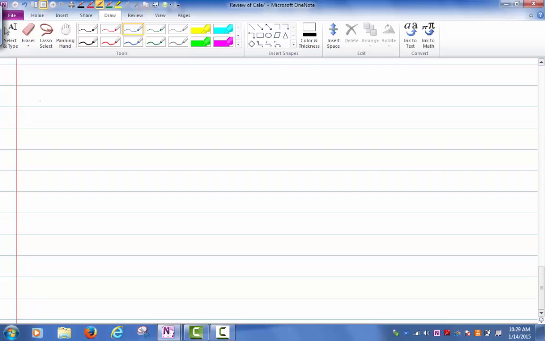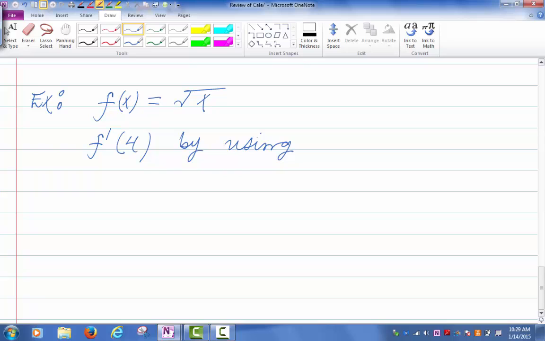Okay, here's another example. Suppose that you are given f of x is equal to root of x, and you need to find f prime of 4, not by using the power rule, but by using the limit definition. Okay?